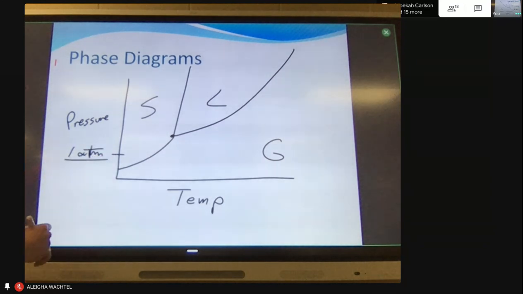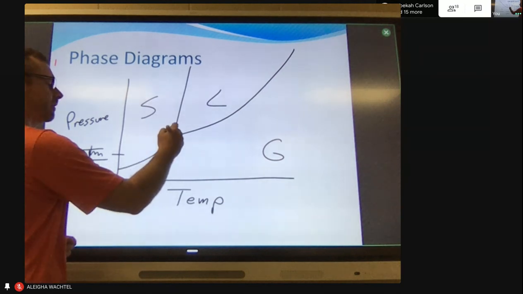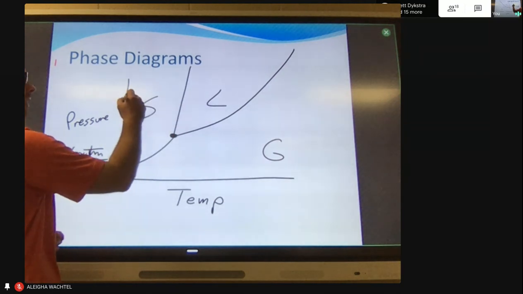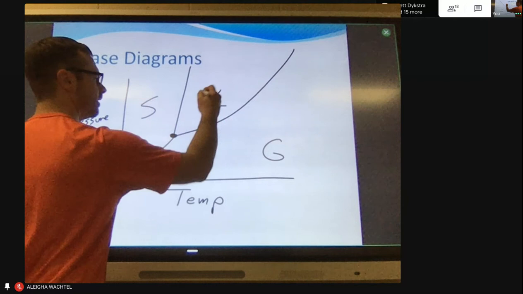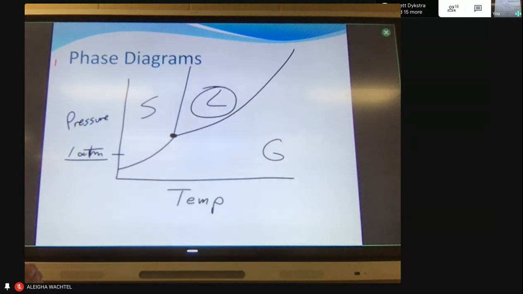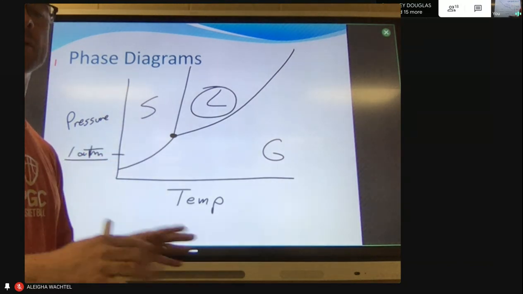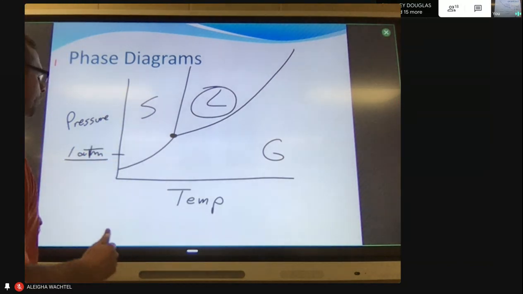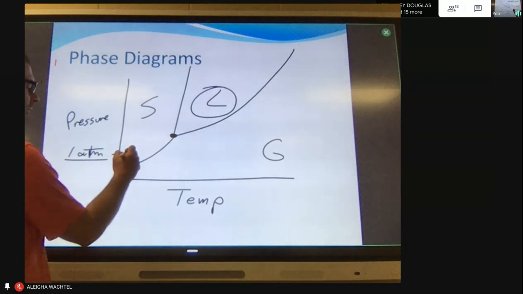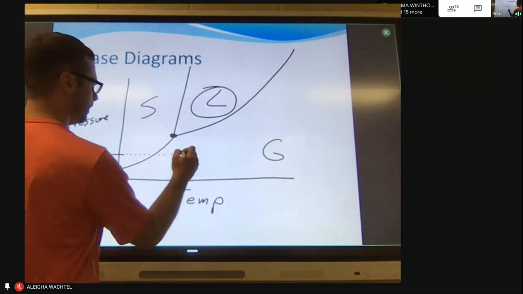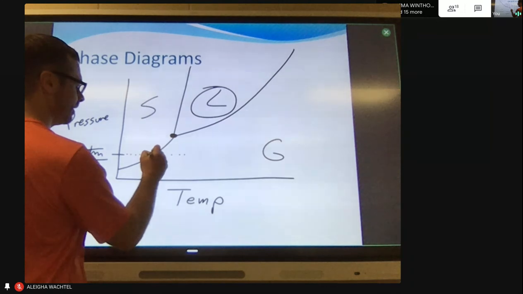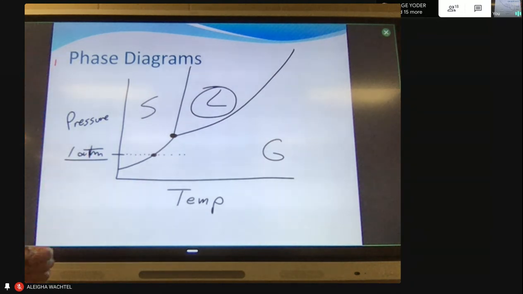We don't live up here in this pressure. This pressure up here is way too high for us. To get a liquid phase of carbon dioxide, you would have to increase the pressure 5 times the amount of pressure that's in your room right now. That would be very uncomfortable. So since we live at this area right here, that's why we don't see a puddle of carbon dioxide ever.